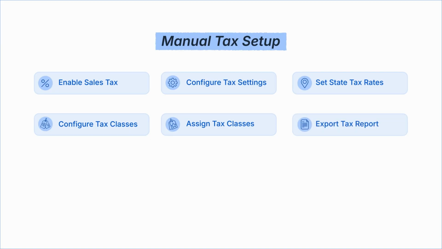Step 6, exporting your tax reports. At this point, WooCommerce is calculating and collecting sales tax at checkout. But it will not file those returns with the appropriate tax authorities for you.